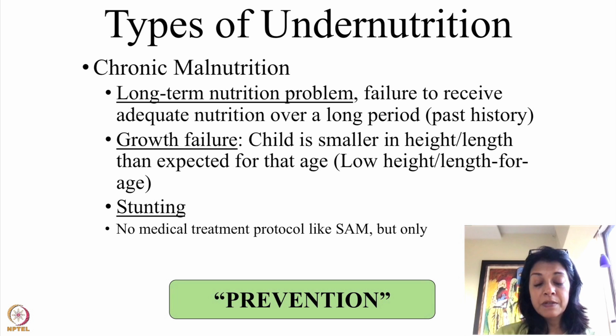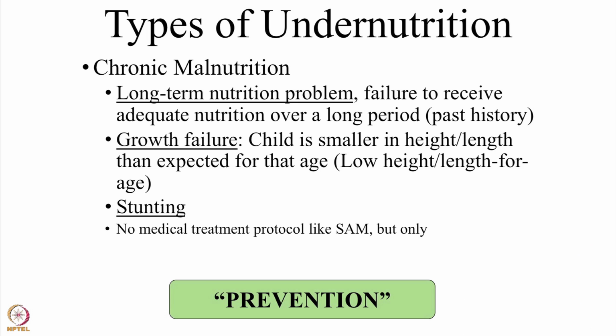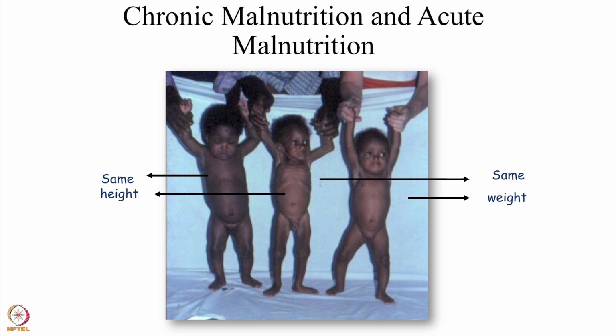Chronic malnutrition is a long duration of malnutrition, a failure to receive adequate nutrition for a long period of time. They may have diarrhea on and off, they get better, but they don't put on the weight they have lost, and slowly their height suffers. They have growth failure, and this is called stunting.